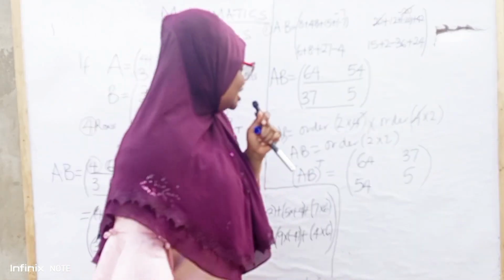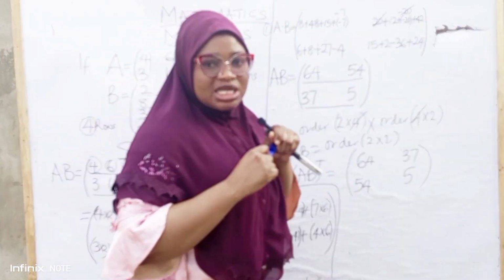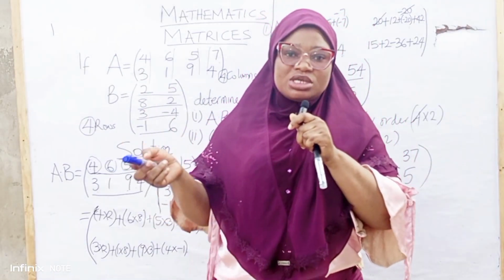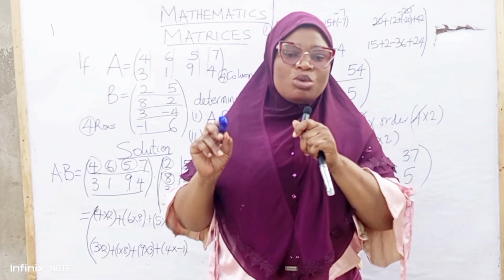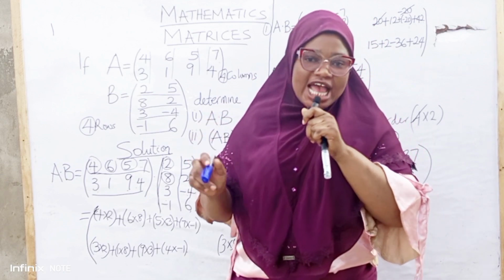So that is it. I told you that if you want to multiply matrices, they have to be of the same order. If they are not of the same order, that means they cannot be multiplied together. Then the transpose of a given matrix will be when the row and column of that matrix are interchanged.